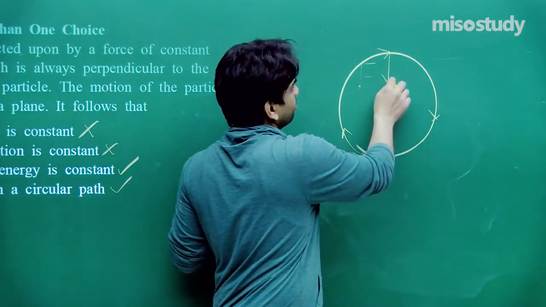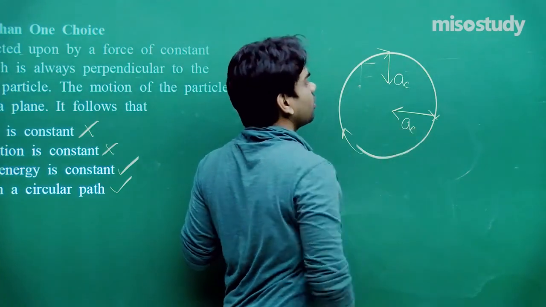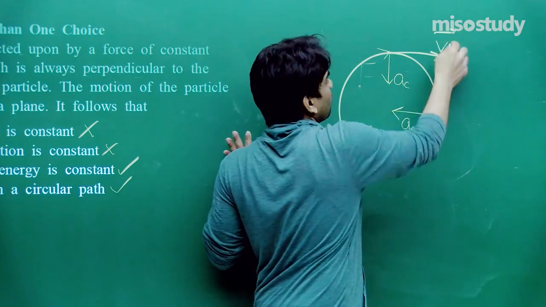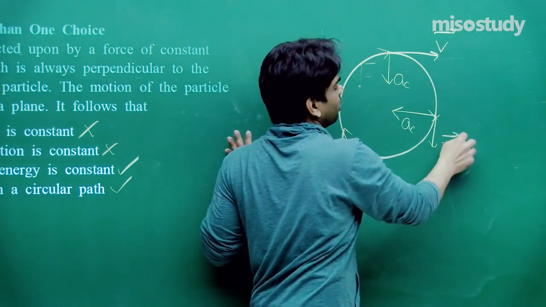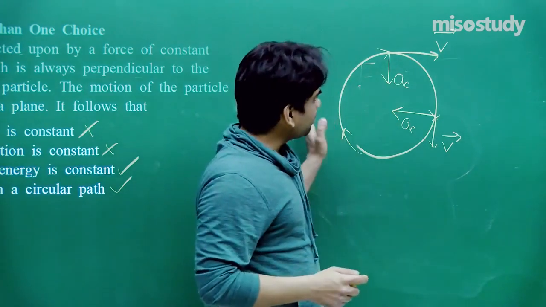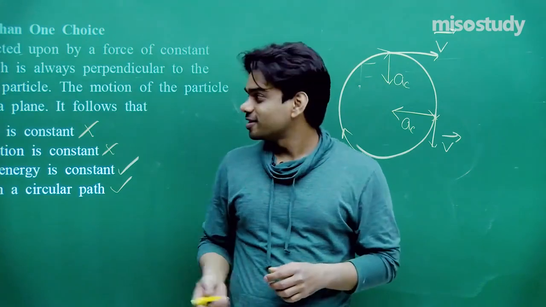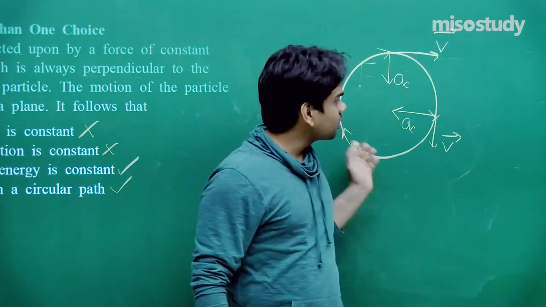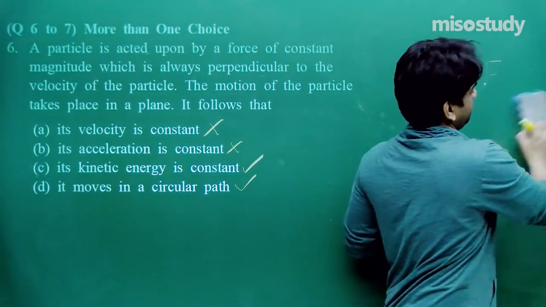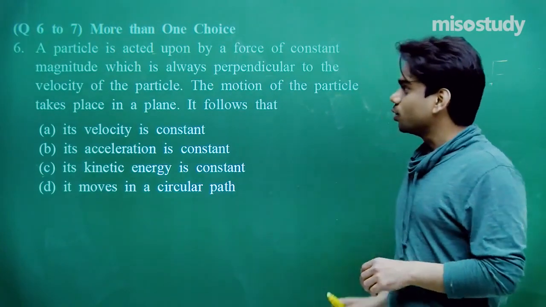Centripetal acceleration will always be changing its direction, so we cannot say acceleration is constant. Velocity is also not constant, changing its direction always. For different points, we have different velocities. So the only thing that we can say is kinetic energy will remain constant. Yes, that's a scalar quantity. Speed is constant, kinetic energy will remain constant. C is correct. It moves in a circular path. It's quite obvious from the given information. I believe that this is clear to you all. Rest, let's go to the next question.